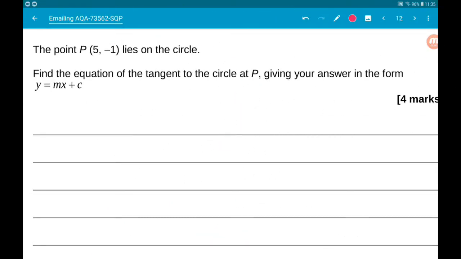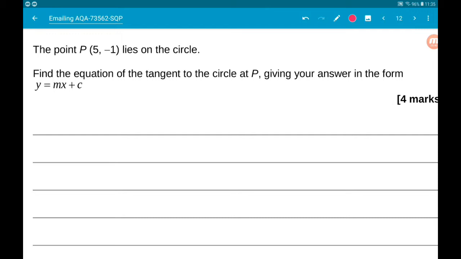Then for part B, we are told the point P, (5, −1), lies on the circle. We want to find the equation of the tangent to the circle at point P in the form y = mx + c. So, to find the equation of the tangent, we need to find the gradient of the radius, which then allows us to find the gradient of the tangent, and then when we have the gradient of the tangent, we can find c.